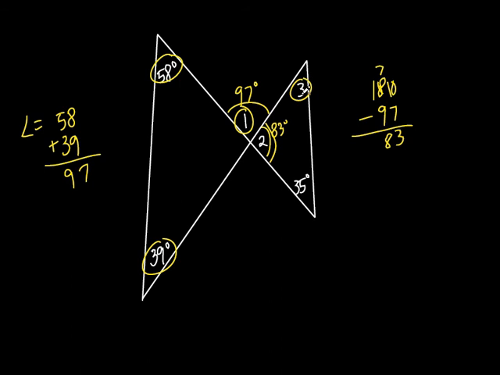Problem is, I don't know what this is, do I? But I do know the exterior. So how do I find this? These two add up to be 97. So how do I find this?